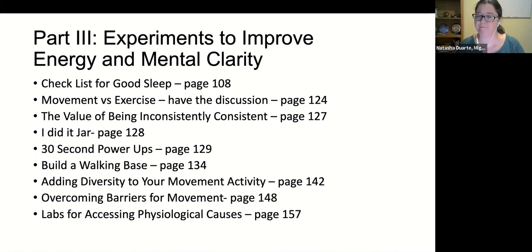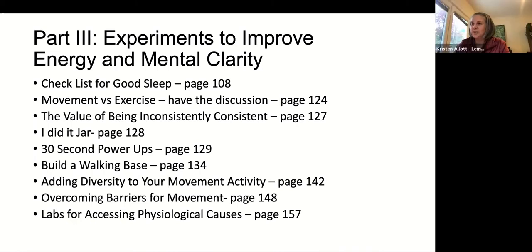Yep. And then I have a story. A client actually taught me about the I Did It jar. When we first started working, she had a lot of physical health things going on. Walking to my office was a challenge. And so I referred her to PT, and she started working with a physical therapist. And every time she did something that she thought constituted exercise, she threw a stone in a jar.